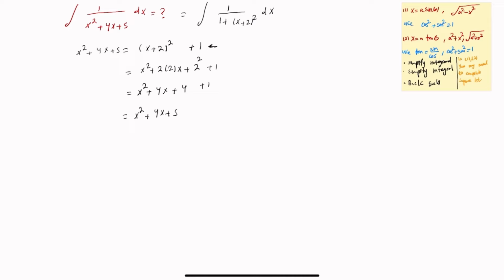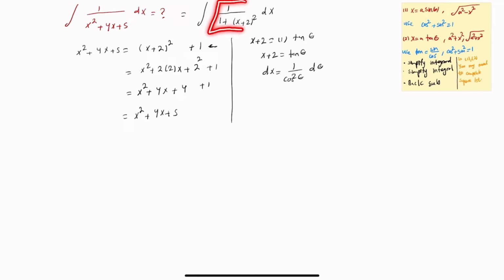However, our x is not alone. Our x is x plus 2. Therefore, the substitution is going to be x plus 2 equal to a, and a here is equal to 1, times tan of theta. So that's going to be x plus 2 equal to tan of theta. Now I'm going to take the derivative of that, so dx is going to be equal to the derivative of tan, which is 1 over cosine squared of theta d theta.